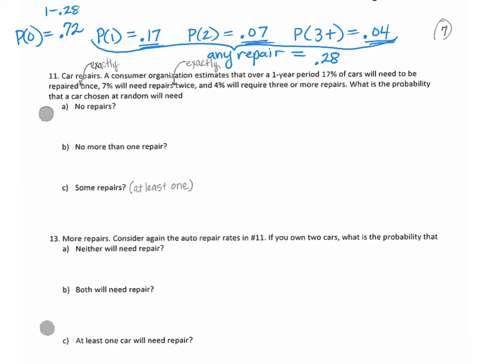Now's our questions. You are going to choose just one car. So we're just picking one car. What proportion of them need no repairs? What's the probability? 0.72. Very good.